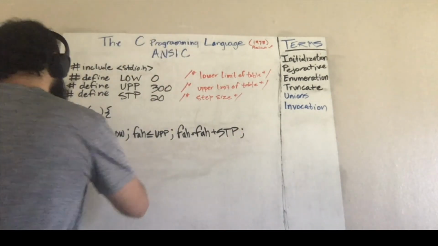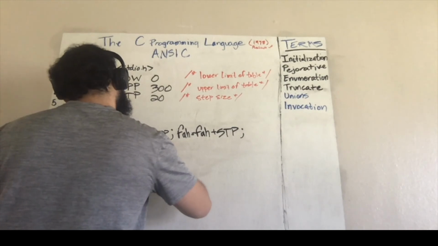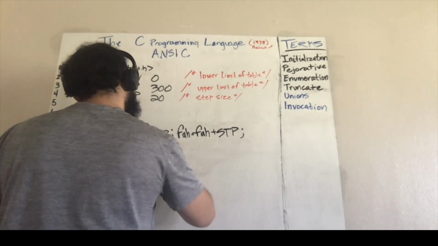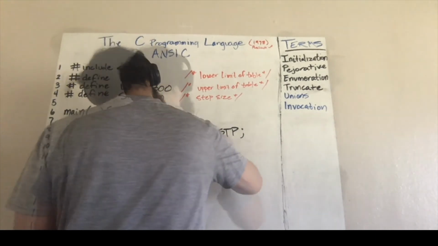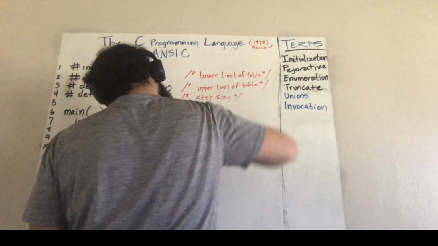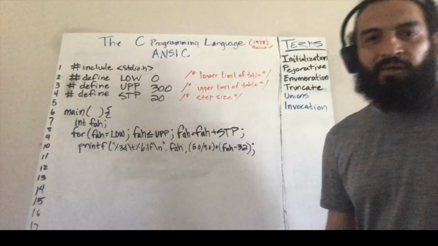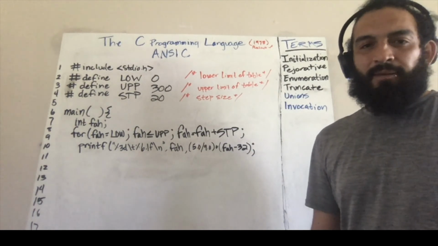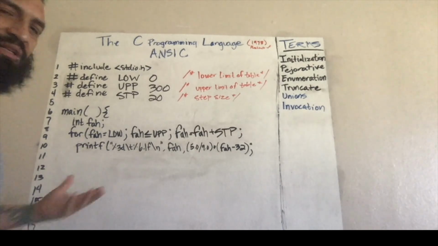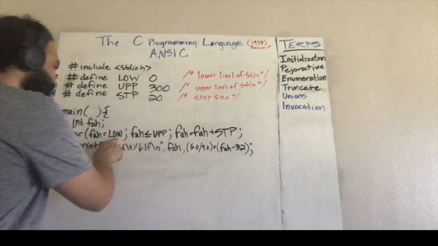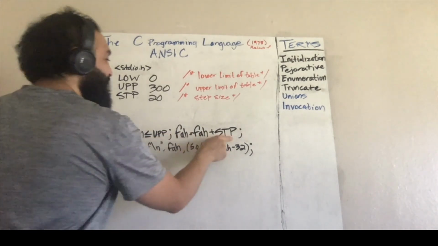And everything else is the same. So that's what it looks like. That's what the code is going to look like, with not much changed in the code. The only difference is replacing the 0, the 300, the 20 with LOW, UP, and STEP.